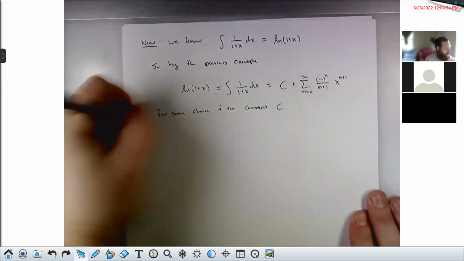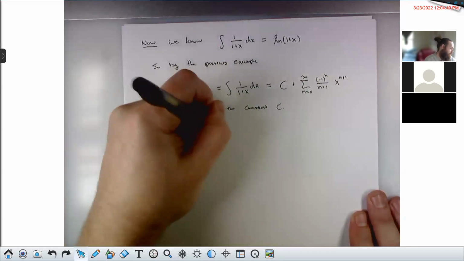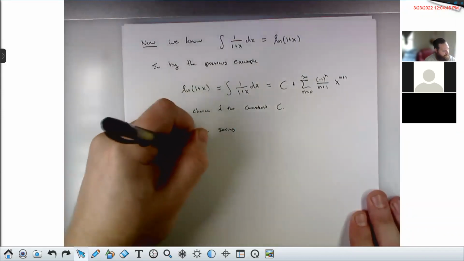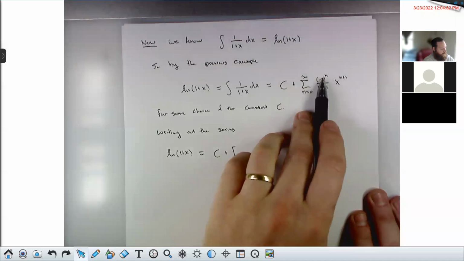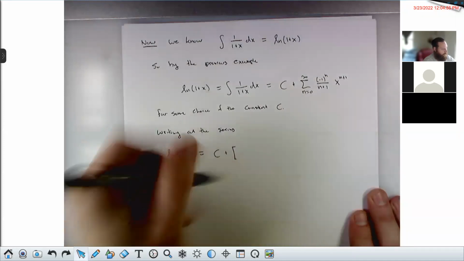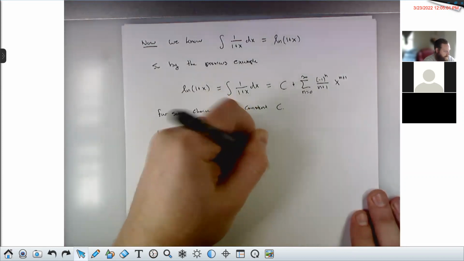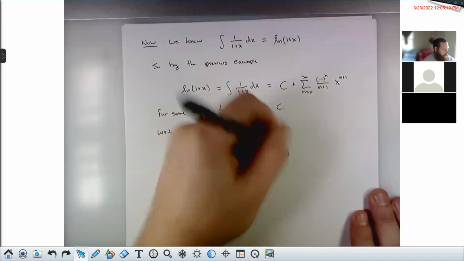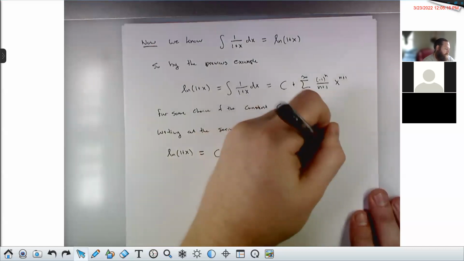So writing out the series, we get that the natural log of 1 plus x is c plus. When I plug in n equals 0, I get negative 1 to the 0 over 1 times x to the 1. When I plug in n equals 1, I get negative 1/2 x squared. When I plug in n equals 2, I get plus 1/3 x cubed, and minus 1/4 x to the 4, and so on.